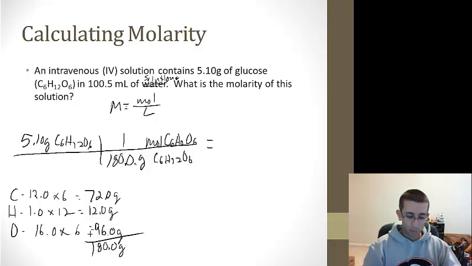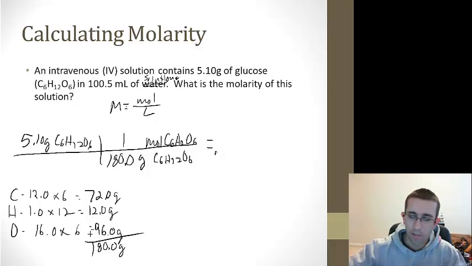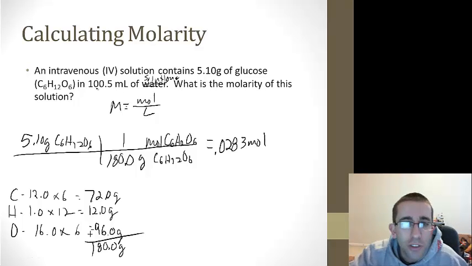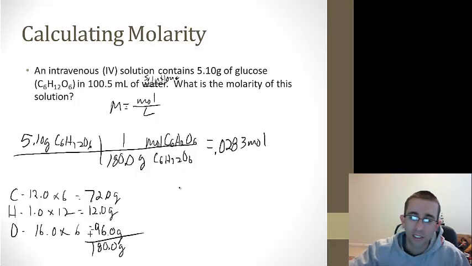Alright, so this will help us find our moles. So 5.10 divided by 180, times 1, gives us 0.0283 moles of our solute. Fantastic, we have moles. Let's look here. 100.5 milliliters. Uh-oh. That's milliliters, we want liters.